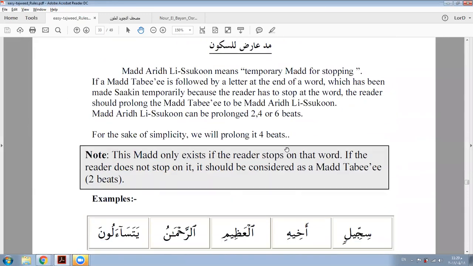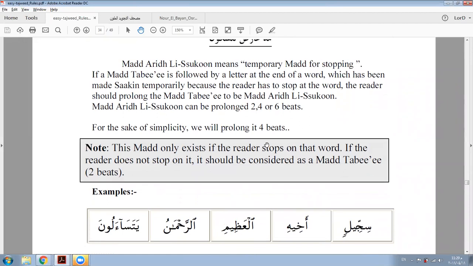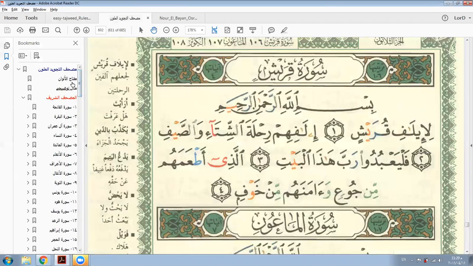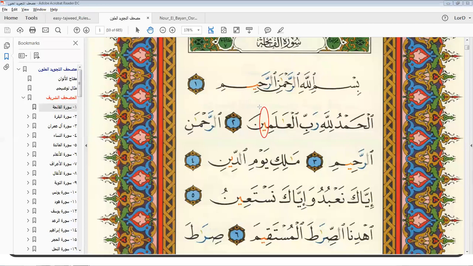Well, the مد عارض للسكون is the simple one: alif or wa or ya at the end of the ayah. So let's apply it in the Mus'haf, and it will be clear. Like here in Surah Al-Fatiha, I have ya here. It's from the huruf maddiya: ya preceded by kasra, alif preceded by fatha, or wa preceded by dhamma. If I have any of these 3 letters at the end of the ayah, we choose to prolong 4 or 6 or 2 beats. That's مد عارض للسكون.